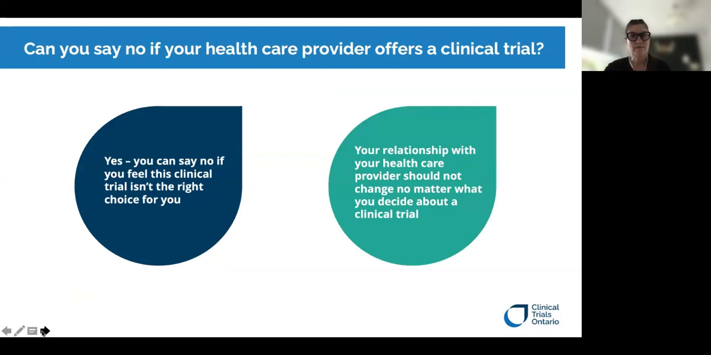So if your healthcare provider does offer you a trial, you don't have to go ahead and accept the trial or be in the trial. And that's important to know. So there shouldn't be any coercion from that perspective, and that won't impact your care. So your care is separate from you being in a trial, and that shouldn't change your relationship with your healthcare provider.